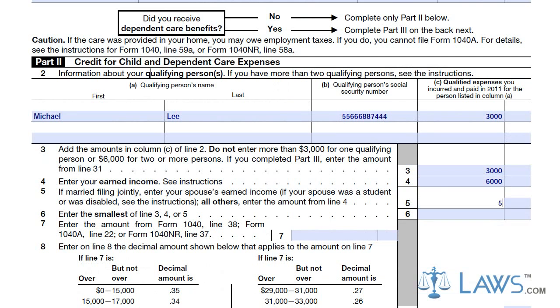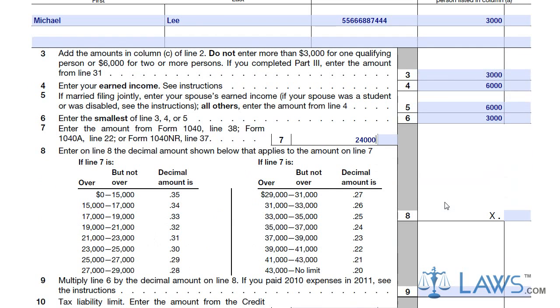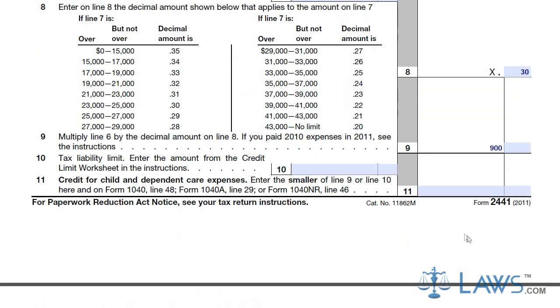Take the smallest from lines 3, 4, or 5 and put this amount in line 6. Put the appropriate amount from your 1040 on line 7. Using the grid on line 8, determine your decimal amount according to the amount on line 7. Multiply line 6 by the decimal amount and put this number on line 9. Enter your tax liability limit on line 10. Select the smaller of line 9 or 10. This is the amount of dependent care credit applicable on your yearly tax.